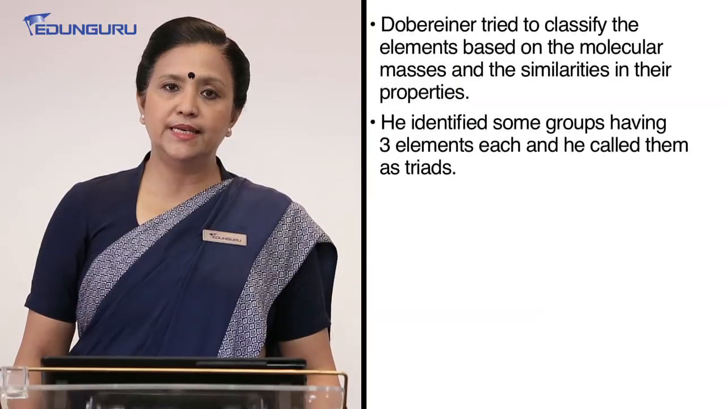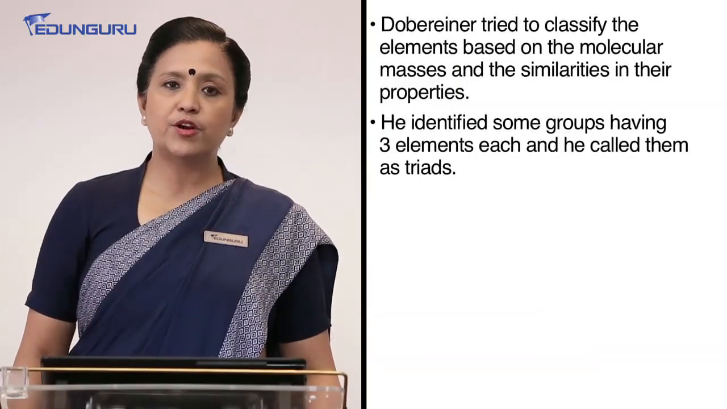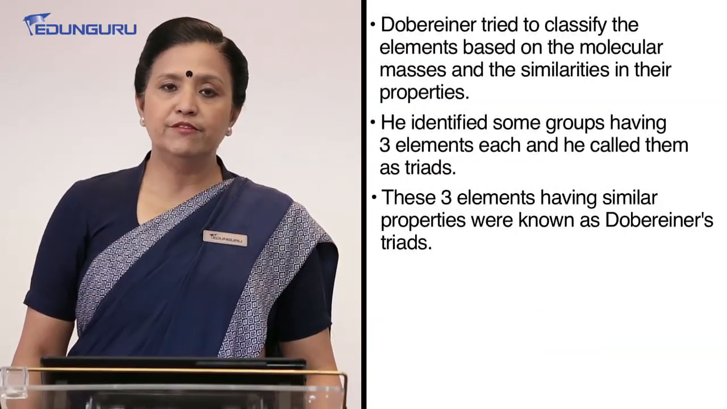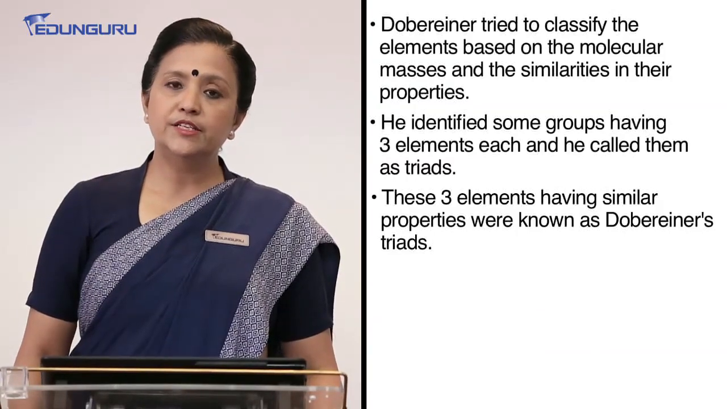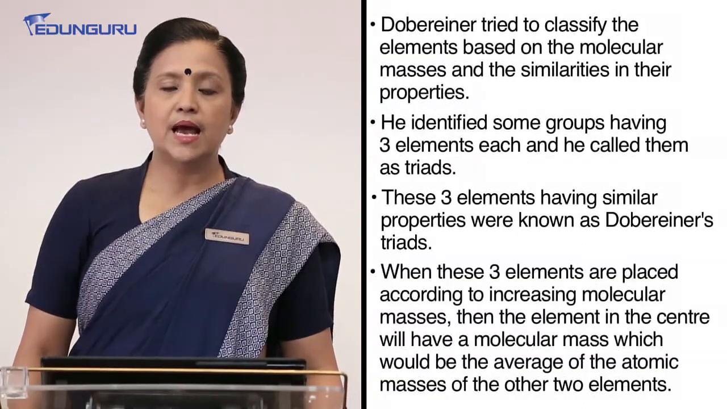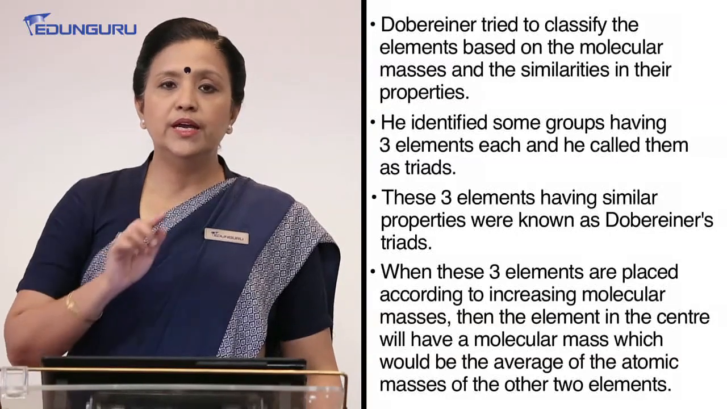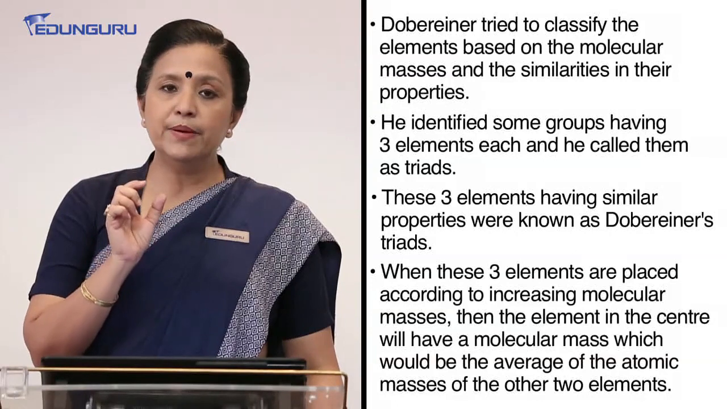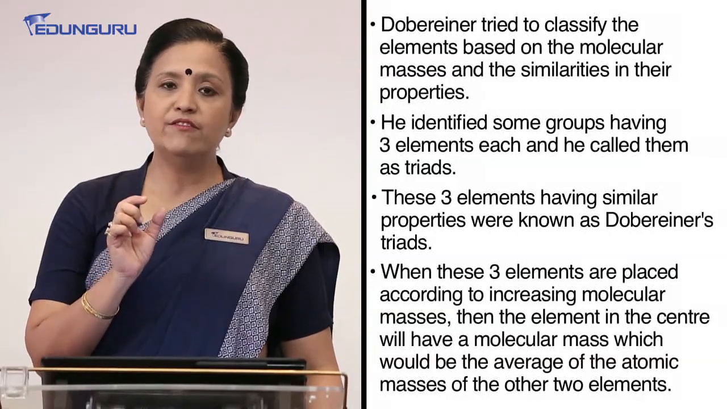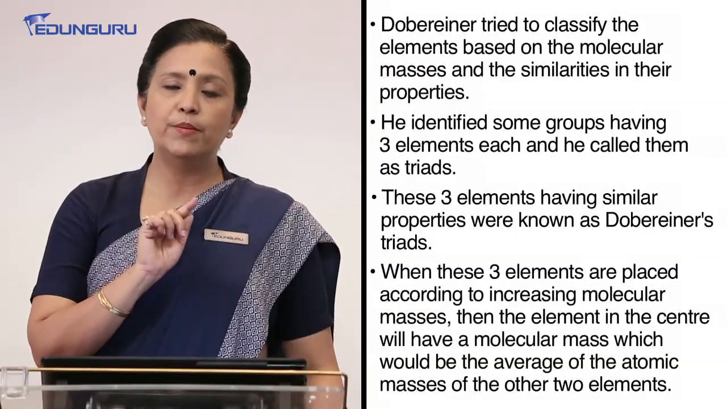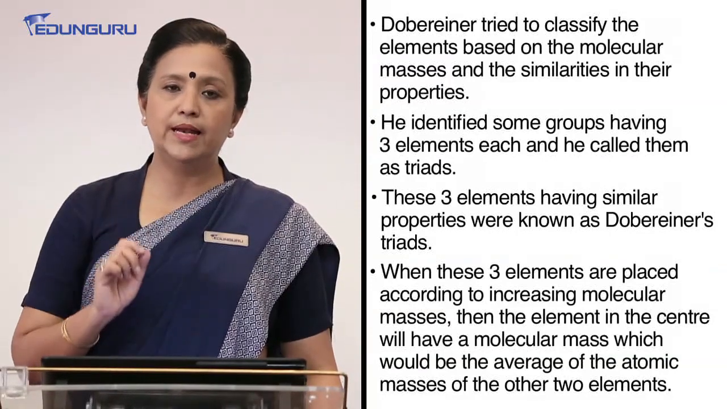He identified some groups having 3 elements each, and he called them triads. These 3 elements having similar properties were known as Dobereiner's triads. He said that when these 3 elements are placed according to increasing atomic masses, then the element in the center will have an atomic mass which would be the average of the atomic masses of the other 2 elements.